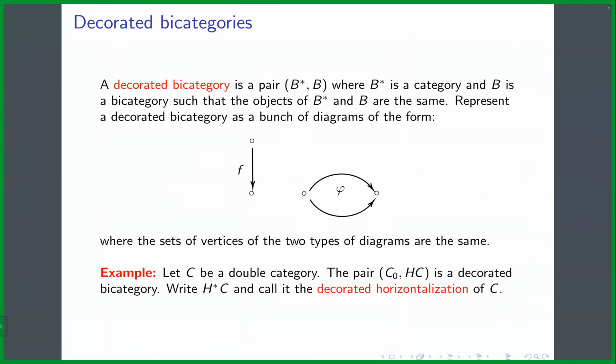So an example of this is, of course, if C is a double category, then the pair formed by the category of objects C0 of C and the horizontal bicategory HC of C is a decorated bicategory. The objects of C0 and the objects of HC are the same, namely the objects of the double category C. So if C is a double category, then this is a decorated bicategory, and we write this as H star C, and we call it the decorated horizontalization or the decorated horizontal bicategory of C.